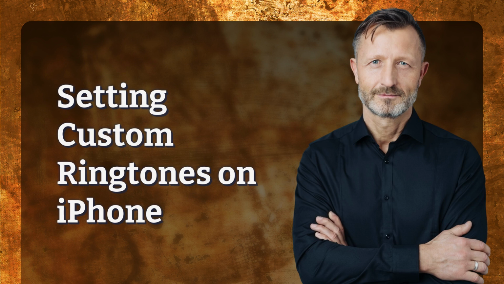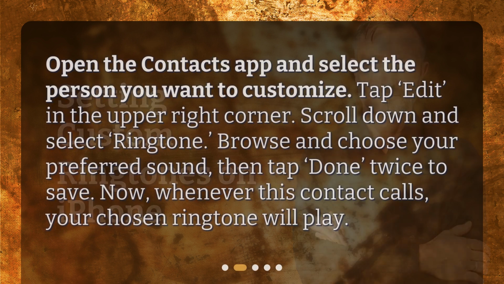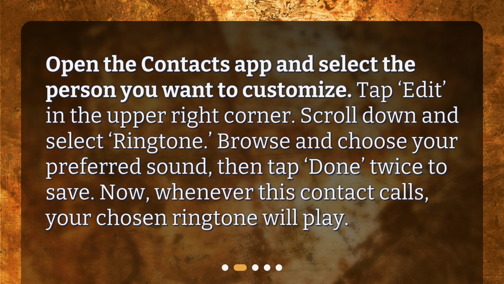Setting custom ringtones on iPhone. Open the Contacts app and select the person you want to customize. Tap Edit in the upper right corner. Scroll down and select Ringtone. Browse and choose your preferred sound. Then tap Done twice to save. Now, whenever this contact calls, your chosen ringtone will play.